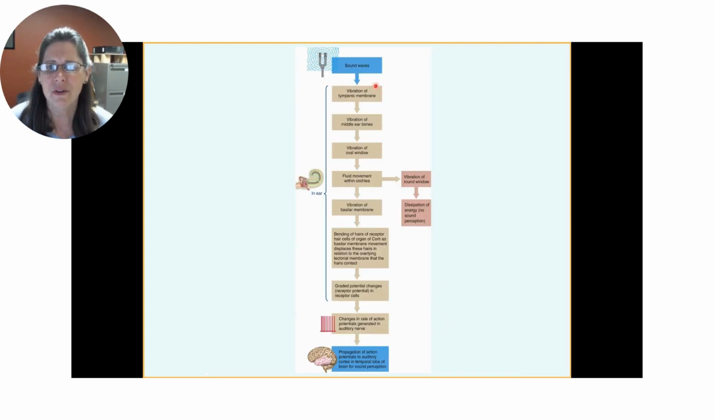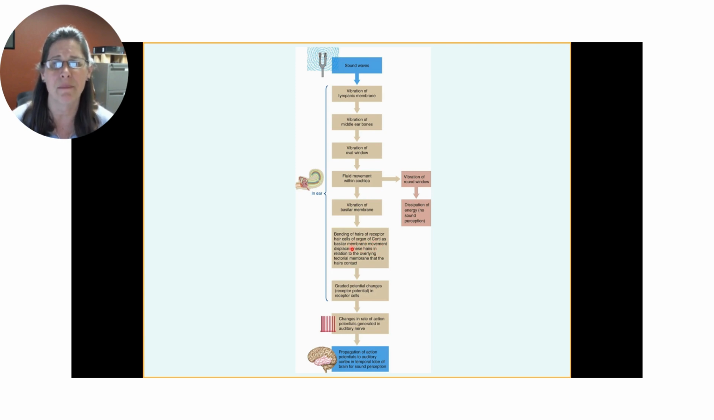I thought this was real nice. This gives you that step by step. We have sound waves, which vibrate the tympanic membrane, which vibrates the middle ear bones. That's all I'm requiring you to know for this unit. You should learn in anatomy the names of those bones. That vibrates the oval window, which vibrates the fluid inside of the cochlea, which vibrates the basilar membrane, the membrane that's right up against the receptor cells.